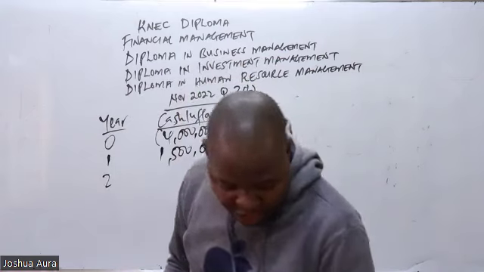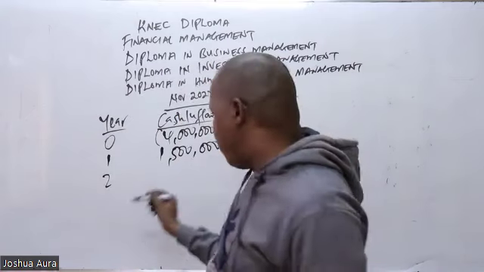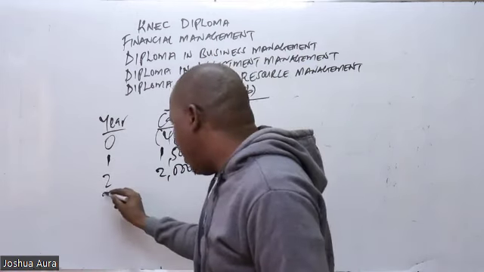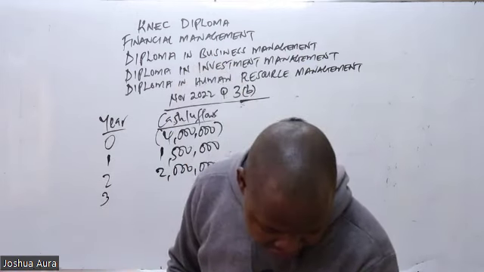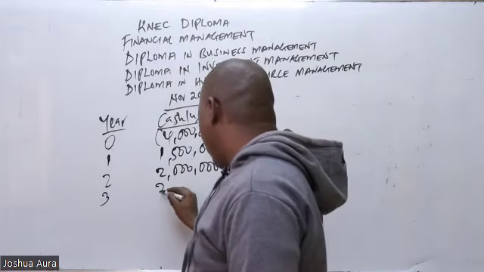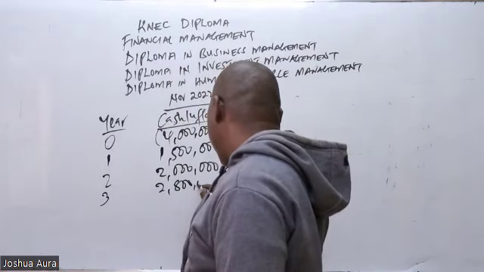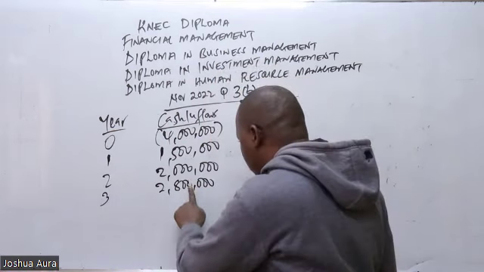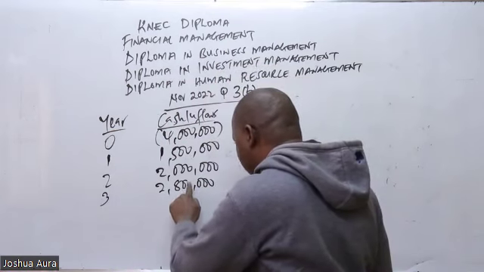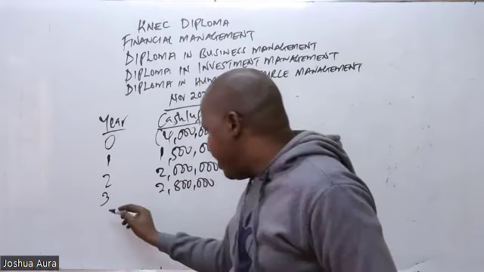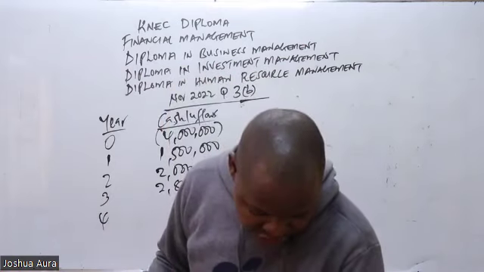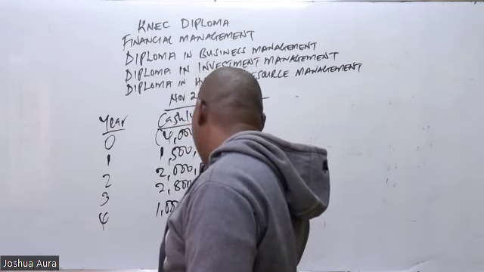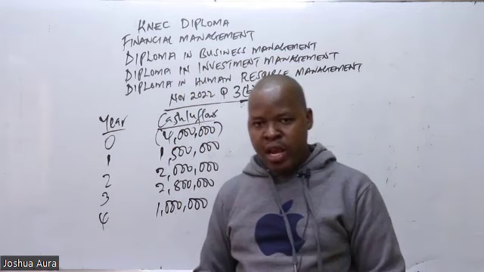Year 2, we are given a cash inflow of 2 million. Year 3, we are given a cash inflow of 2,800,000. Then year 4, we are given a cash inflow of 1 million.